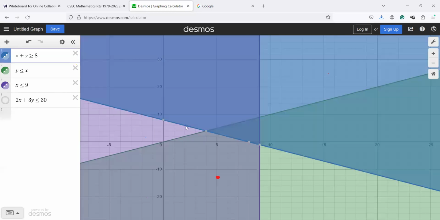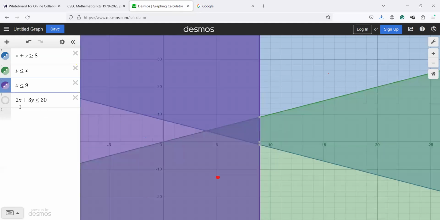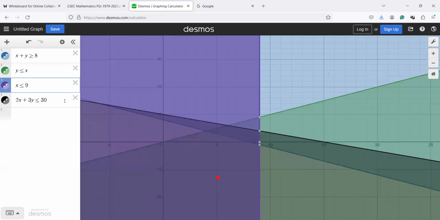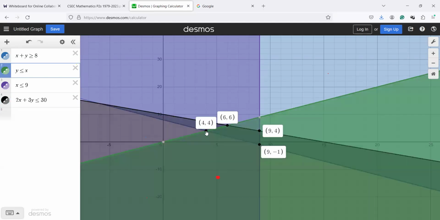So it should be above this line right here. Should be below this one. Should also be below this one. And then finally, it should be below this line as well. And so the places that intersect all of those would be this point right here, this point right here, this one right here, and this one right here. So our solution would lie somewhere in this region.